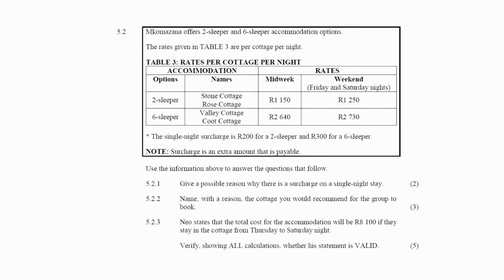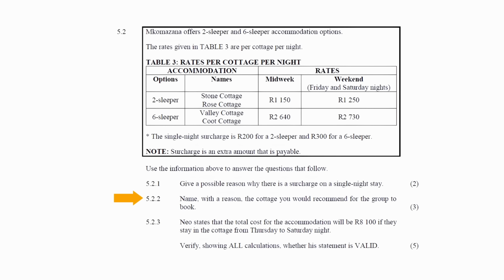Question 5.2 consists of 2 maps and plans questions and 1 finance question. It is stated that Mkomazana offers 2 sleeper and 6 sleeper accommodation options. The rates given in table 3 are per cottage per night. In question 5.2.1, you have to give a possible reason why there is a surge on a single night stay. One reason could be to encourage spending more days at the venue.